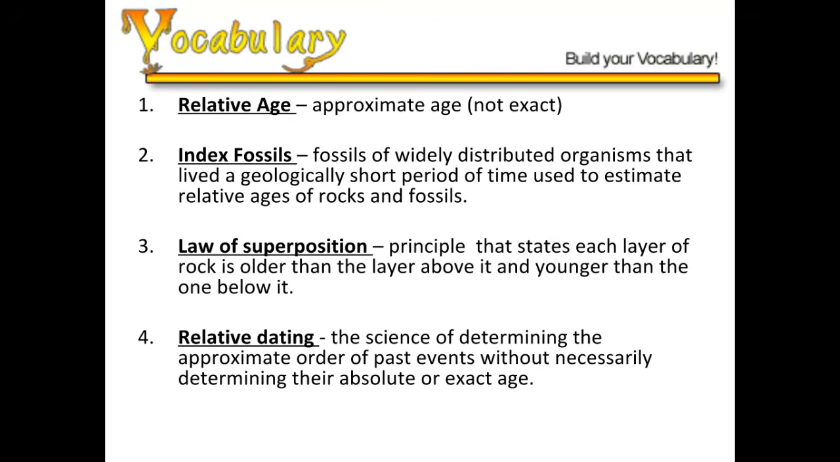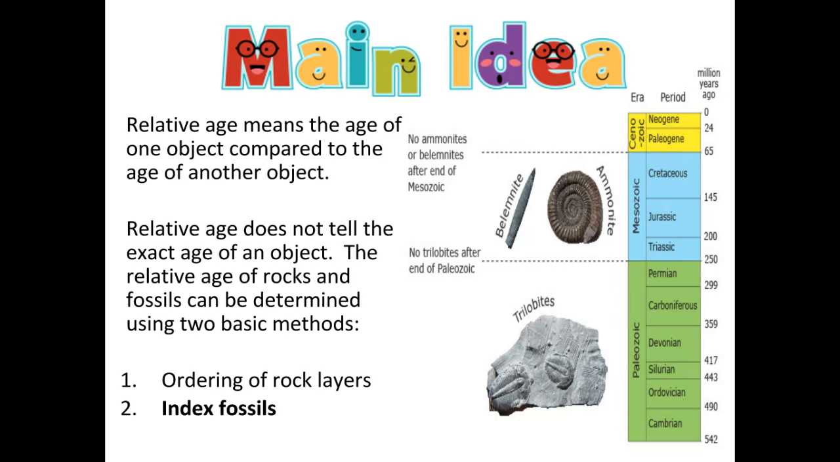So the main idea of index fossils is that they tell us their relative age. They're a useful tool to tell us the approximate age of one rock layer or one fossil relative to another. So they're used for determining the approximate age of rock layers and fossils. Index fossils do not tell us the exact age, but they are extremely useful in telling us the approximate age of rock layers, fossils, and nearby fossils that may not be index fossils.